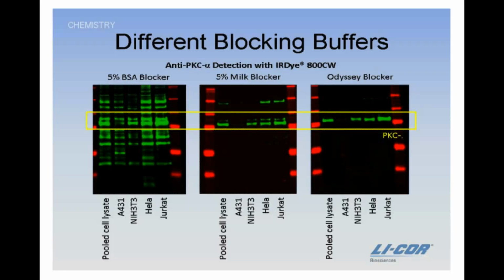While the Odyssey blocking buffer was a better choice in this example, no single blocking reagent will work for all antibodies. Try different blockers to determine what works best for your target protein. If your target antibody has previously worked with ECL, you should use that blocker first.